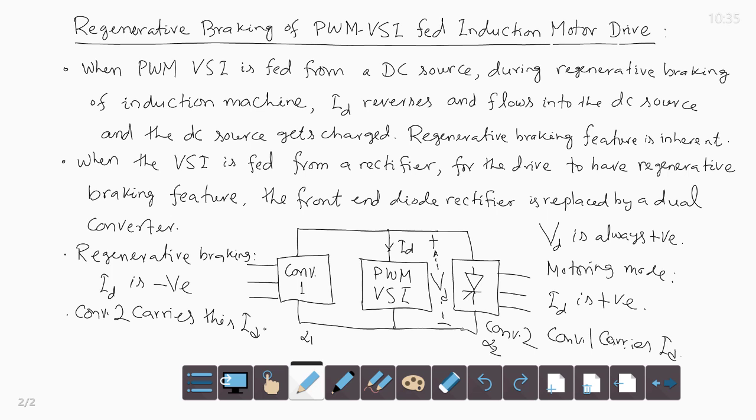So, converter 2 has firing angle alpha 2 greater than pi by 2. It operates in the inversion mode, and power flows from the machine through the PWM VSI and converter 2 to the AC source. So, regenerative braking facility is obtained in dual converter fed PWM VSI induction motor drive.